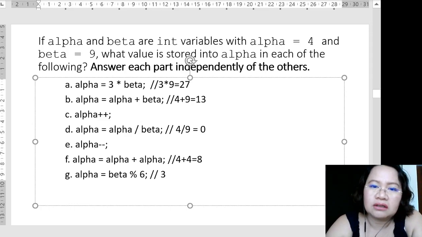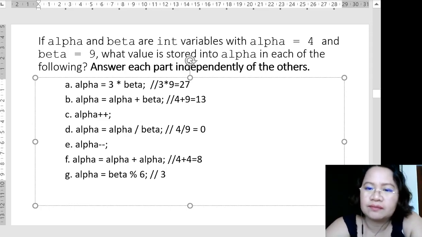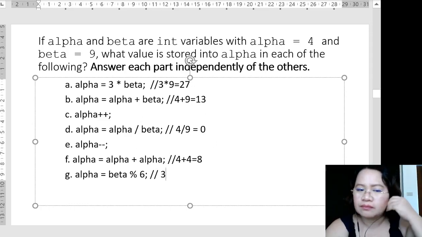Now, of course, we need to verify if my answers are correct. The best way to verify whether this is really correct is to write the expressions in a program.